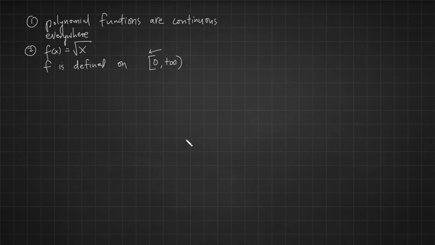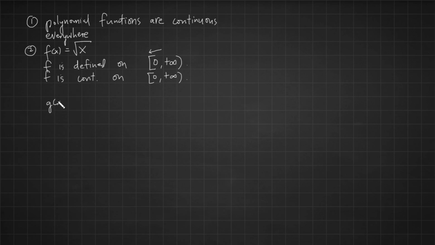So can we actually approach 0 from the right? Well, yes. When x is approaching 0 from the right, x is taking positive values which are close to 0. Because they are positive, their square roots are defined. So yes, f is continuous from the right at x equals 0. Therefore, f is continuous on 0, positive infinity.